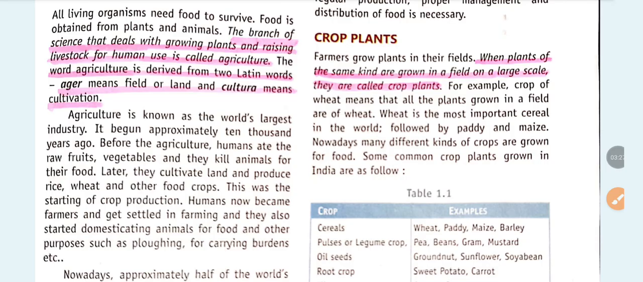Humans now became farmers and got settled in farming. They also started domesticating animals for their food and other purposes such as plowing and carrying burdens. As humans became farmers, they found new ways for agriculture, and extended the branch of cultivation and growing crops. Like you have seen bulls used for plowing the whole field, and you have seen donkeys carrying burdens, etc.